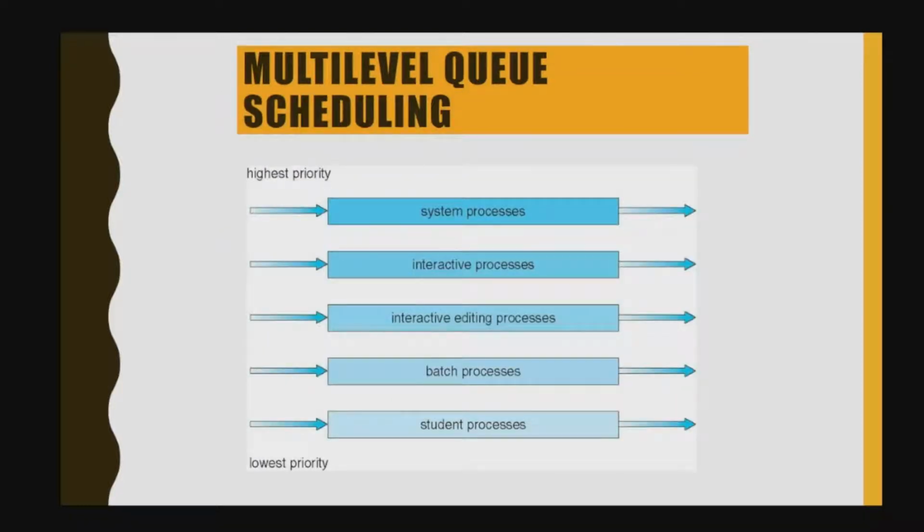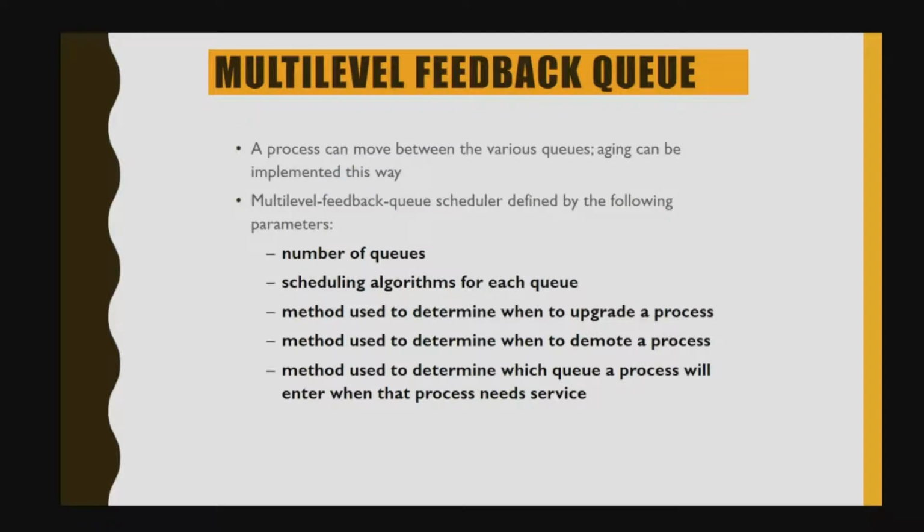In multi-level queue scheduling, we have the highest priority and the lowest priority. The lowest priority is for student processes, then batch processes, then interactive editing processes, interactive processes, and system processes. So these are the priorities in the scheduling part. A process can move between the various queues. We may have various types of queues, so aging can be implemented in this way.